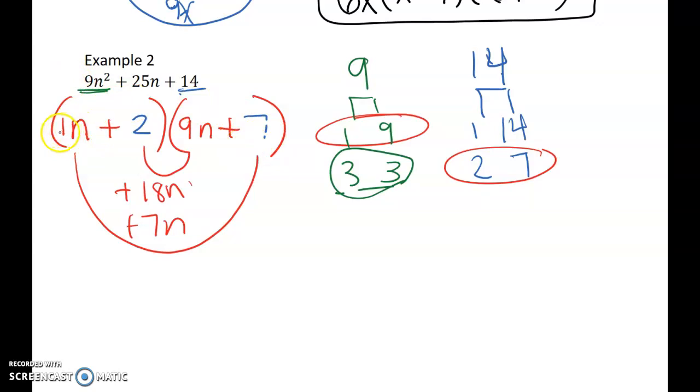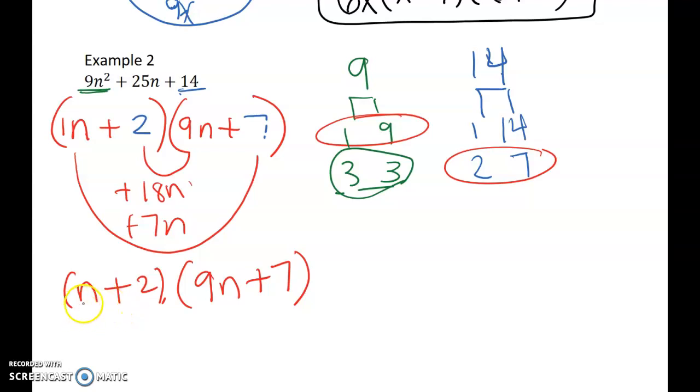Now, do I need the 1 in front of the n there? No, I could just write this as n plus 2 times 9n plus 7. Okay, if I wanted to FOIL this all out or distribute this all out, I really don't like the word FOIL, but just distribute this. n times 9n, n times 7, and then 2 times 9n and 2 times 7, and see if I get the beginning. And I would. So that right there is my answer here.